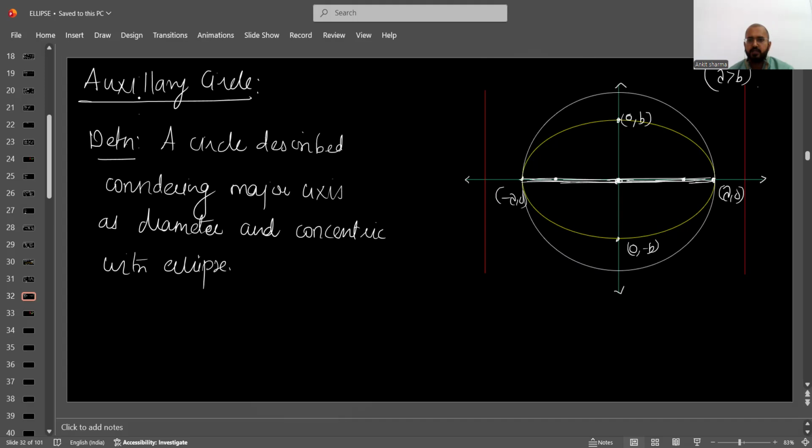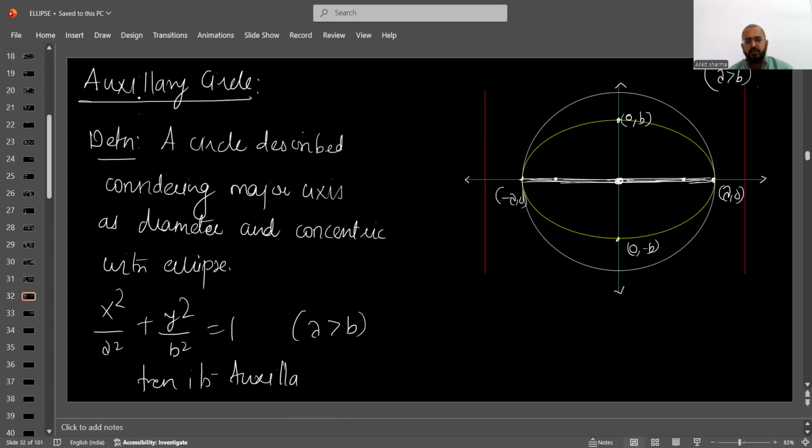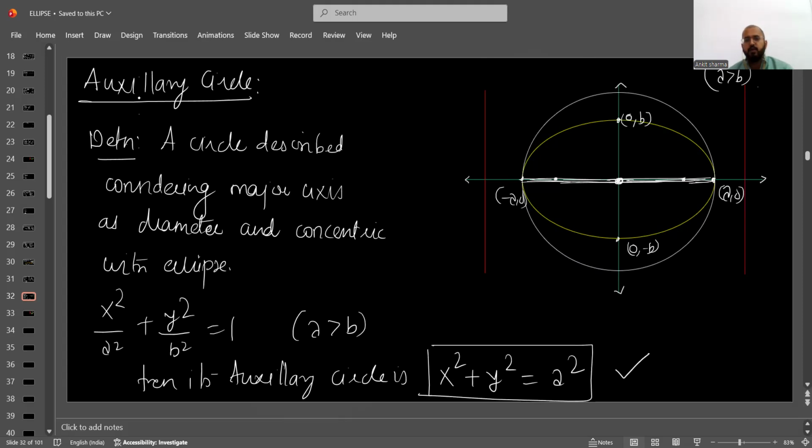That means the equation of this circle: if x square over a square plus y square over b square is equal to 1 for a more than b, then its auxiliary circle is, since we have considered this major axis as a diameter, its half is the radius. So x square plus y square is equal to a square. This is nothing but the auxiliary circle to this ellipse.